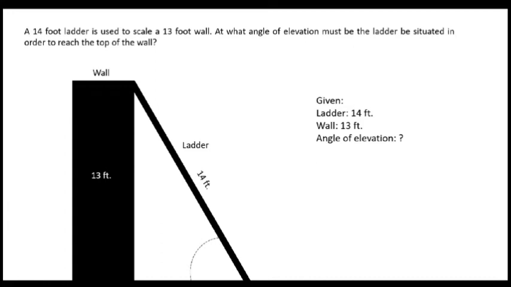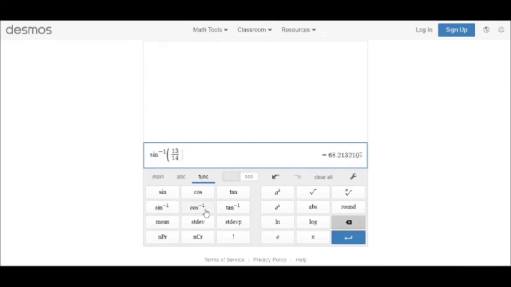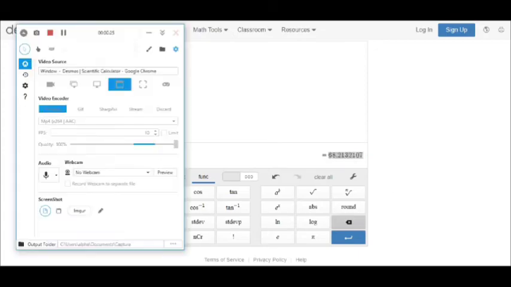The solution for this is SOH, meaning sine equals opposite over hypotenuse. Then, we compute sine raised to -1 of 13 over 14 using the calculator. Sine -1, 13 divided by 14, and equals. So the answer is 68.21 degrees.